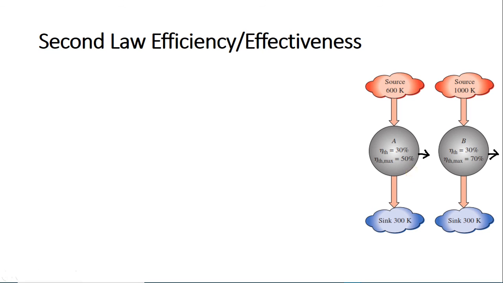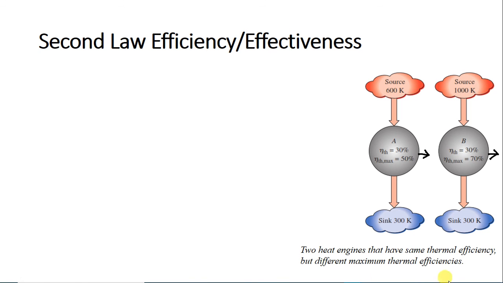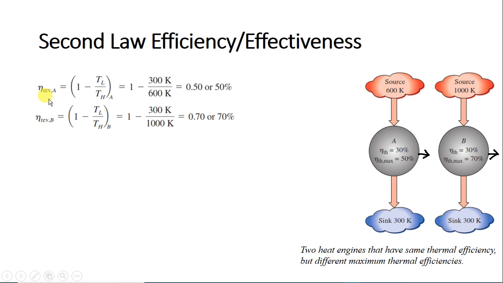Now to understand this, we will use Carnot efficiency. What is that value? It depends only on the temperature limits. So for an engine it is T high minus T low upon T high. When I substitute the values of source and sink for engines A and B, as you can see in this diagram also, the maximum or Carnot efficiency for engine A is 50%, and the Carnot efficiency of engine B is 70%.